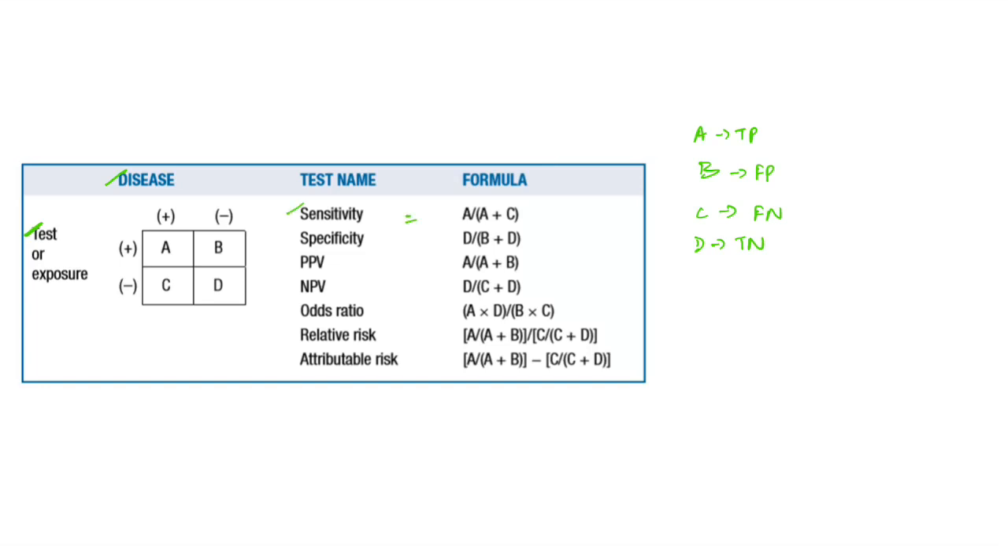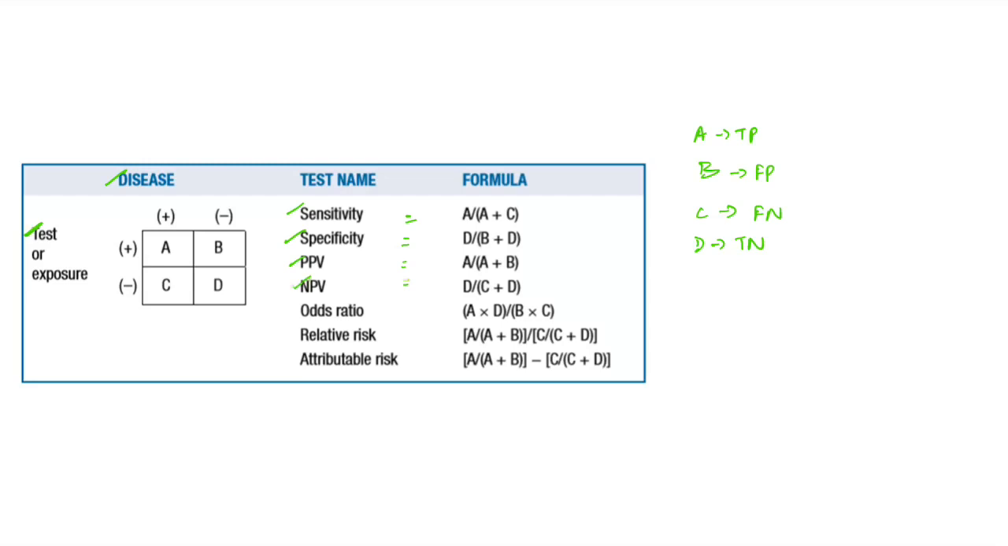Sensitivity is equal to A divided by A plus C. Specificity is equal to D divided by B plus D. Positive predictive value is equal to A divided by A plus B. Negative predictive value is equal to D divided by C plus D.